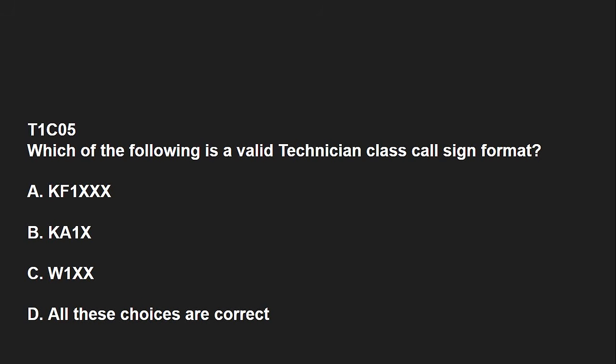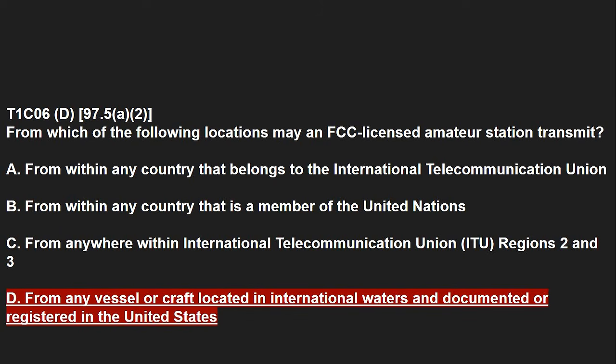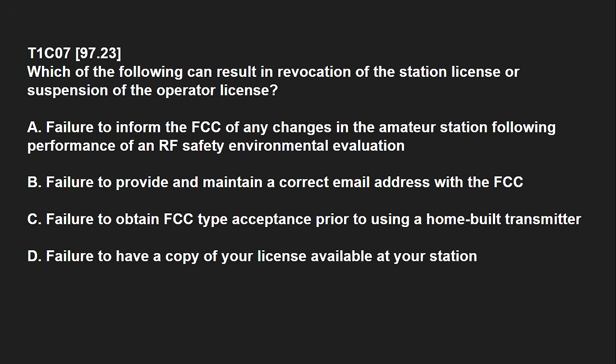T1C05, which of the following is a valid technician class call sign format? That answer is KF1XXX. T1C06, from which of the following locations may an FCC licensed amateur station transmit? From any vessel or craft located in international waters and documented or registered in the United States. T1C07, which of the following can result in revocation of the station license or suspension of the operator's license? Failure to provide and maintain a correct email address with the FCC.